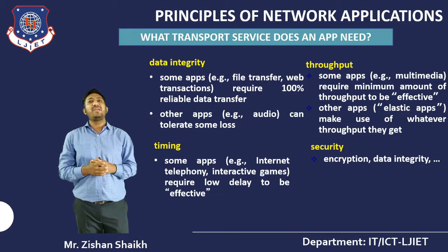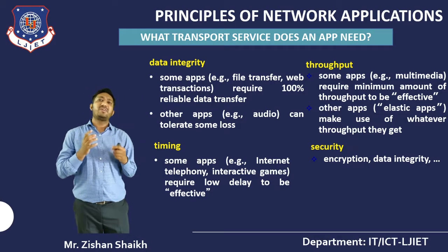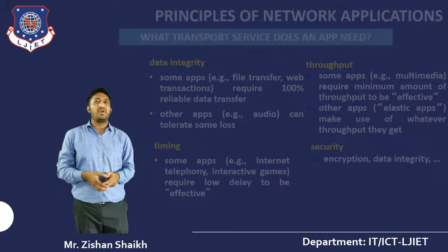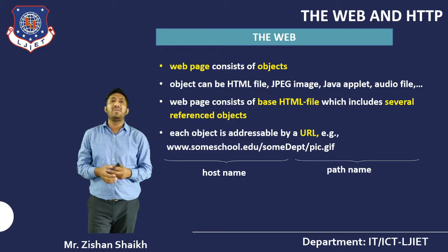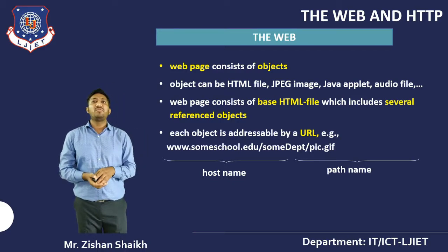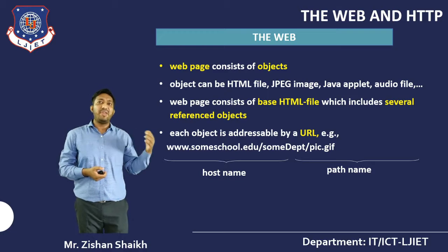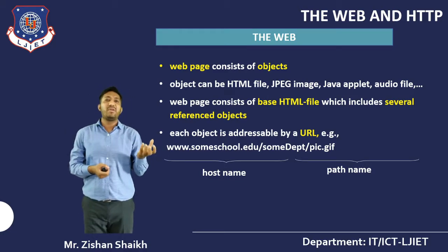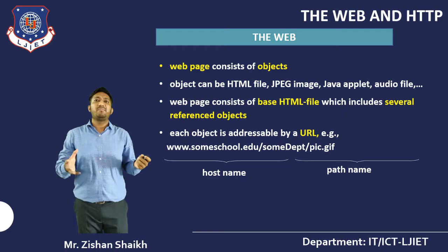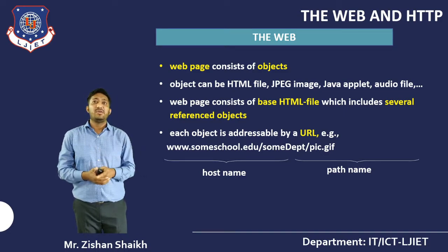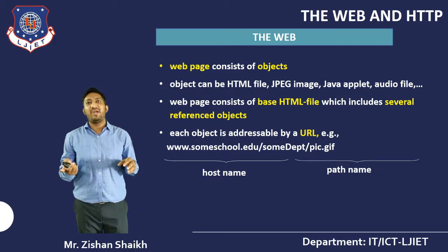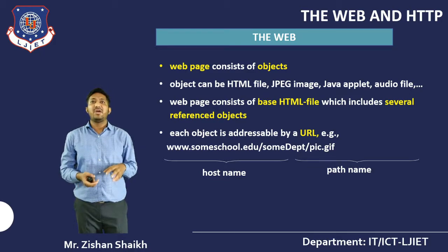So our application layer totally depends on the services provided by our transport layer. Now we are moving to the second topic, which is all about the web and HTTP. So the first question is, what is the web? The web is nothing but a collection of a number of pages, known as objects here. That object can be an HTML file, a video, an image, an applet, an audio file, anything.